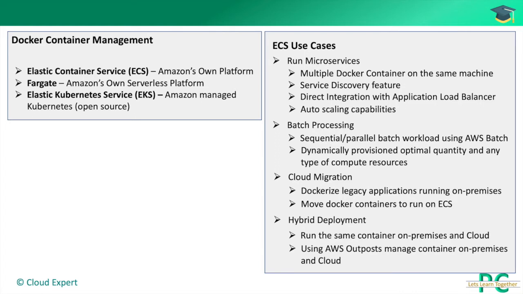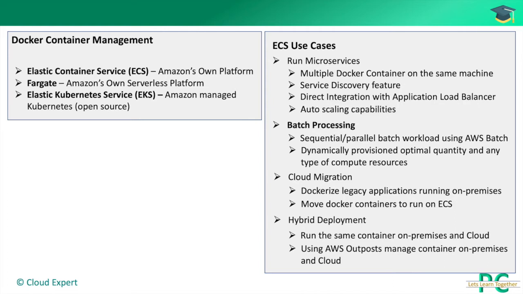The first is microservices. ECS has the ability to run multiple Docker containers on the same machine. It has an easy service discovery feature to enhance communication. ECS has direct integration with load balancer. It also has auto-scaling capabilities.